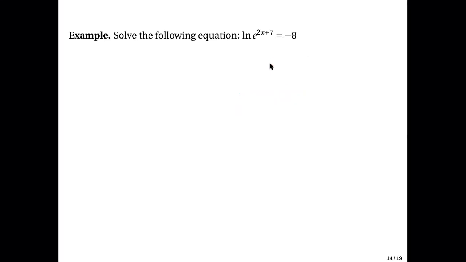Next problem here. So we have ln of e raised to 2x plus 7 equals negative 8. And recall, ln, it's log base e. So log base e of e raised to 2x plus 7 equals negative 8. So the ln and the e will just cancel each other's operation.